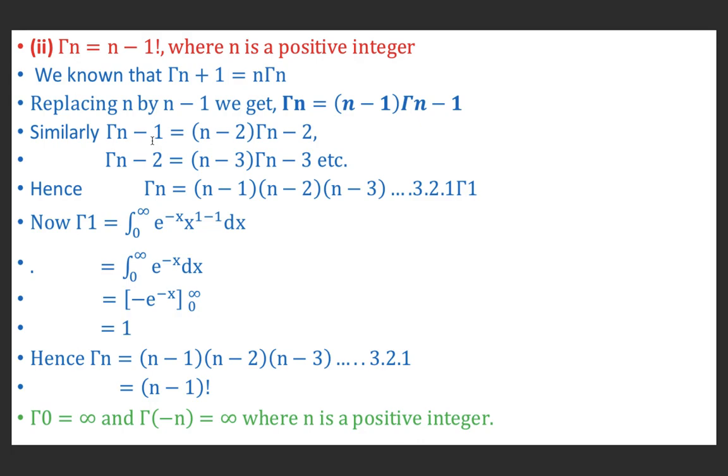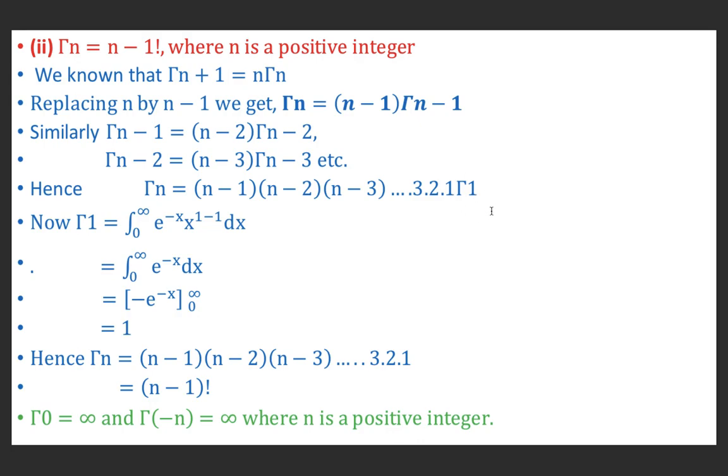Similarly, gamma n minus 1 is equal to n minus 2 gamma n minus 2. Gamma n minus 2 equal to n minus 3 gamma n minus 3 and so on. Hence, we can write gamma n equal to n minus 1 gamma n minus 1. Gamma n minus 1 is n minus 2 gamma n minus 2. Gamma n minus 2 is n minus 3 gamma n minus 3. So, like this, we will have 3, 2, 1 and in the end we will have gamma 1.